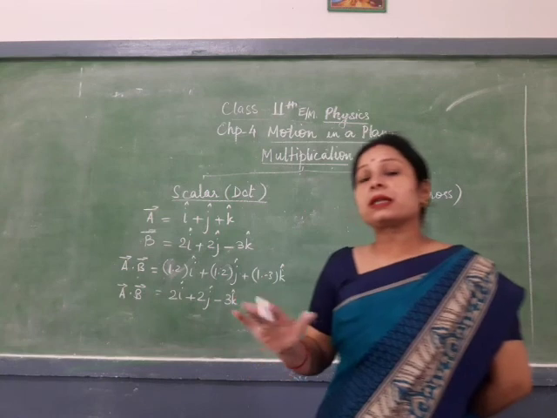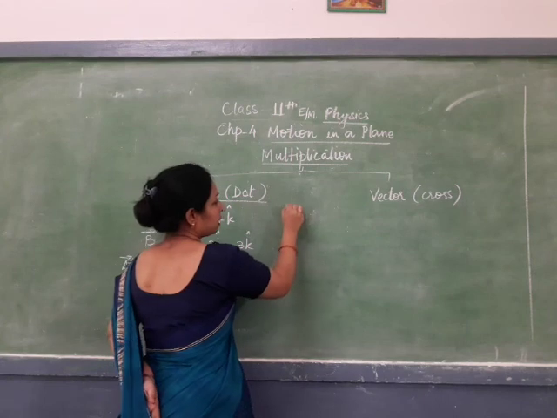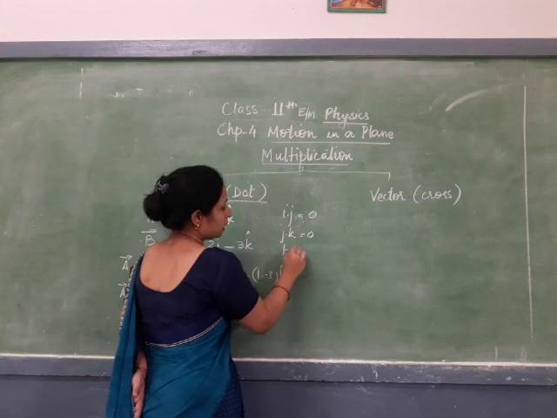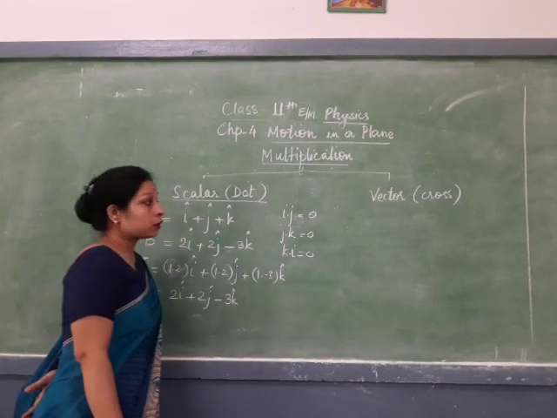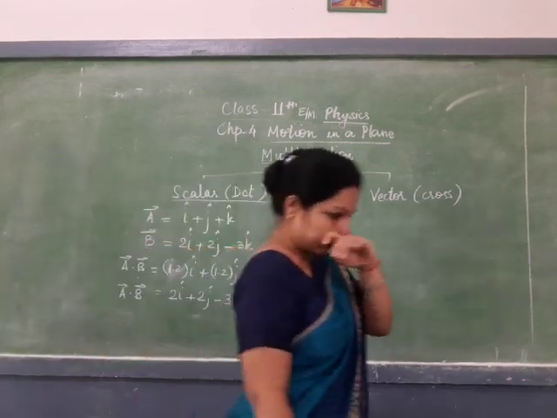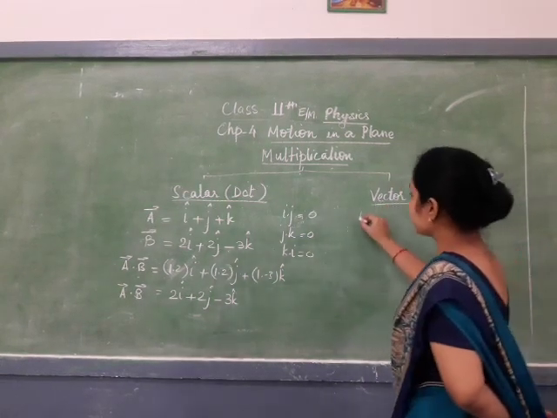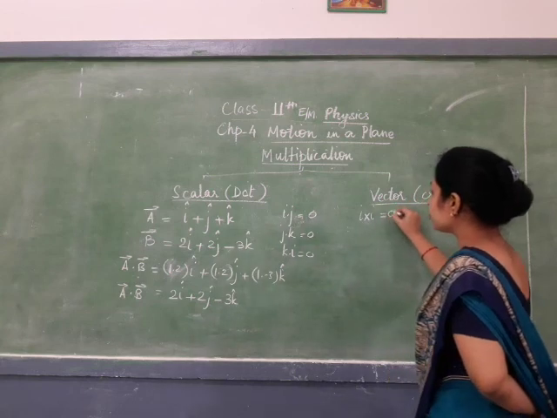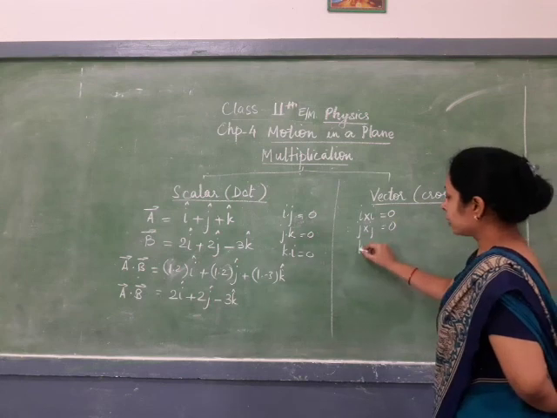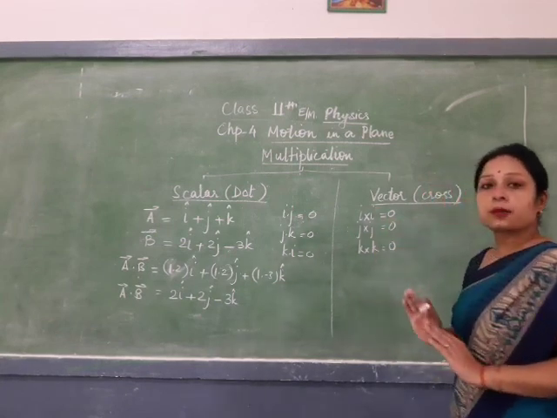If you multiply any of the other combinations, like i dot j, it will give you 0, j dot k will give you 0, k dot i will give you 0. This is a particular condition that you have to follow. But for the vector product, it is different. i cross i will give you 0, j cross j will give you 0, k cross k will give you 0. It is just the opposite of the scalar product.